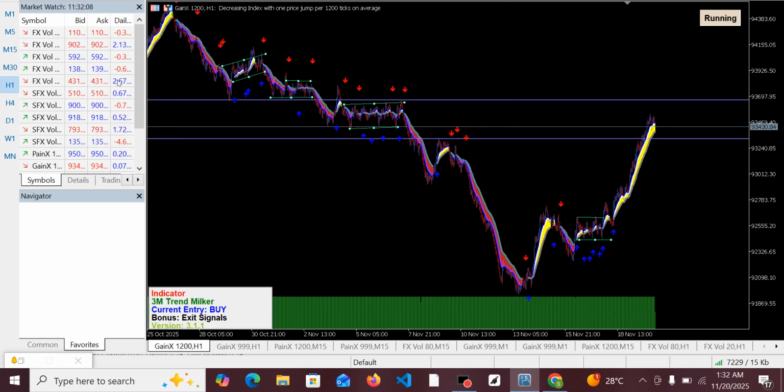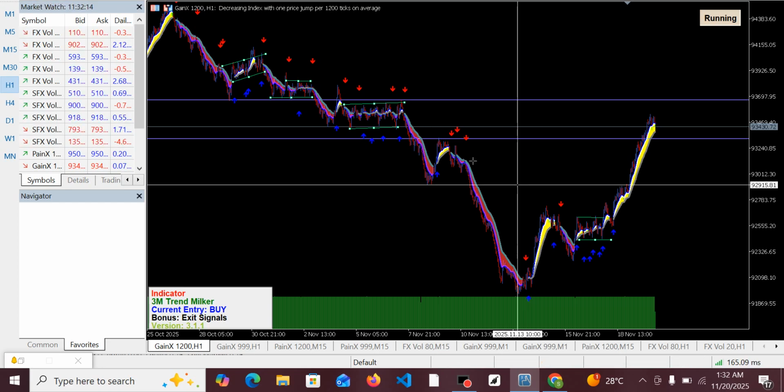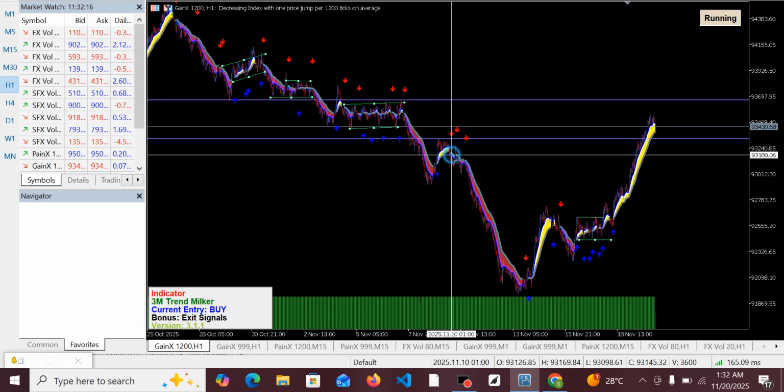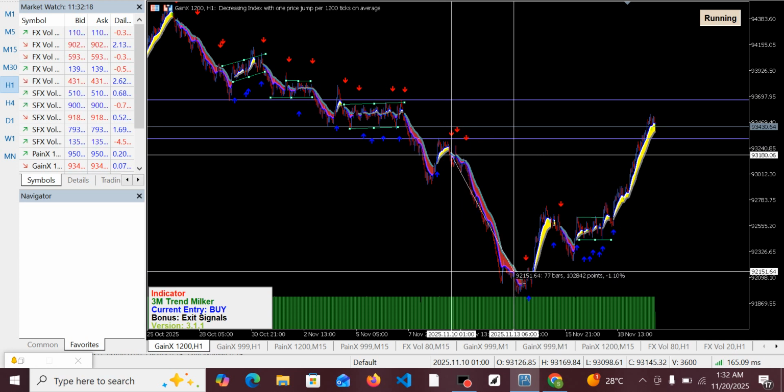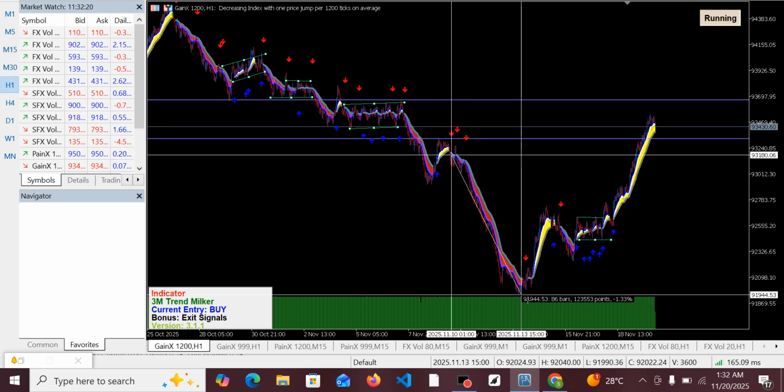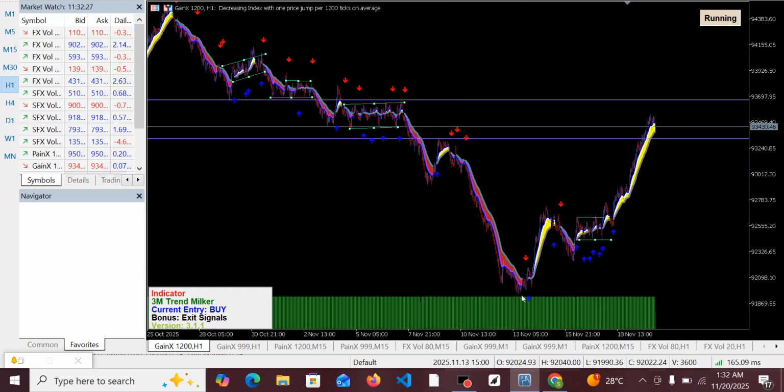Okay, now check this out. Because we had a little pullback around here, around this support region, but it gave us another sell signal and a downtrend signal at this spot. Check it out. This is so unique, and this actually gives us about 123,553 points. The trend came to an end at this point and gave us a new trend, which happened to be an uptrend.